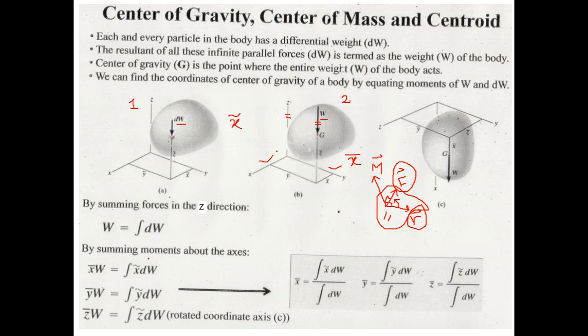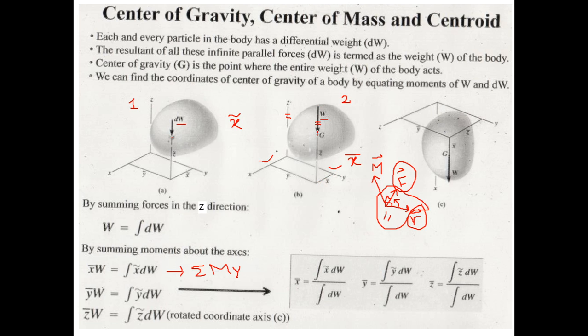So let us sum the moment about the axes. Let us sum the moment about the y-axis. This equation represents the moment about the y-axis, the summation of moments about the y-axis, in both figure 1 and figure 2. Let us take figure 2 first. This force is parallel to the z-axis and its moment arm measured from the y-axis is x bar.